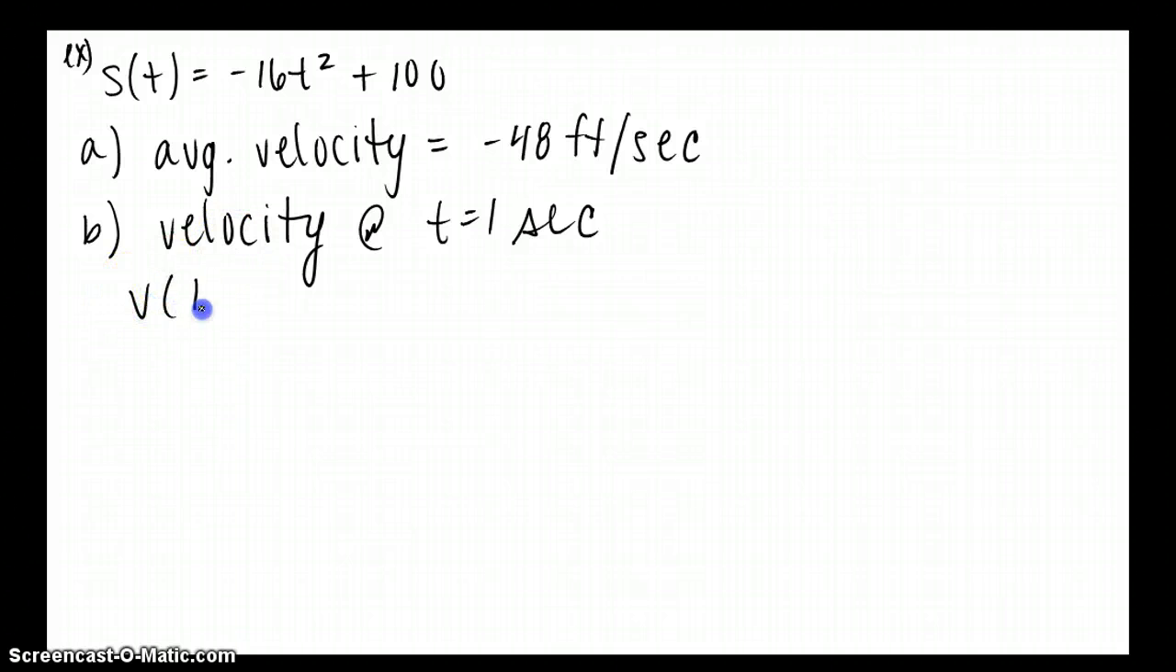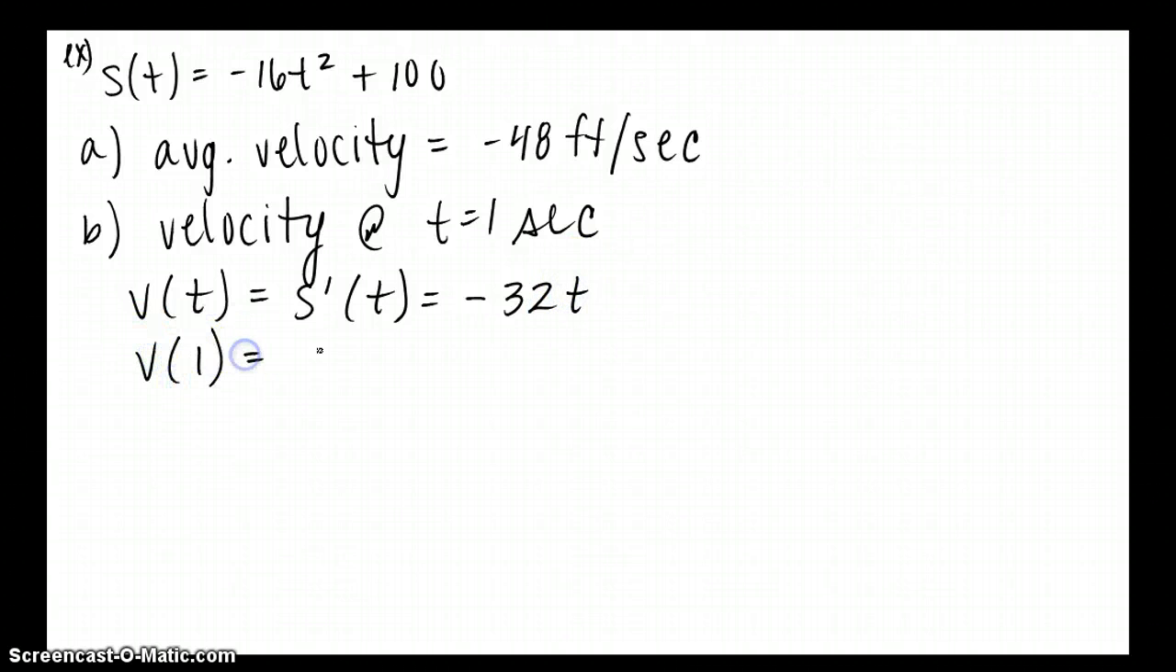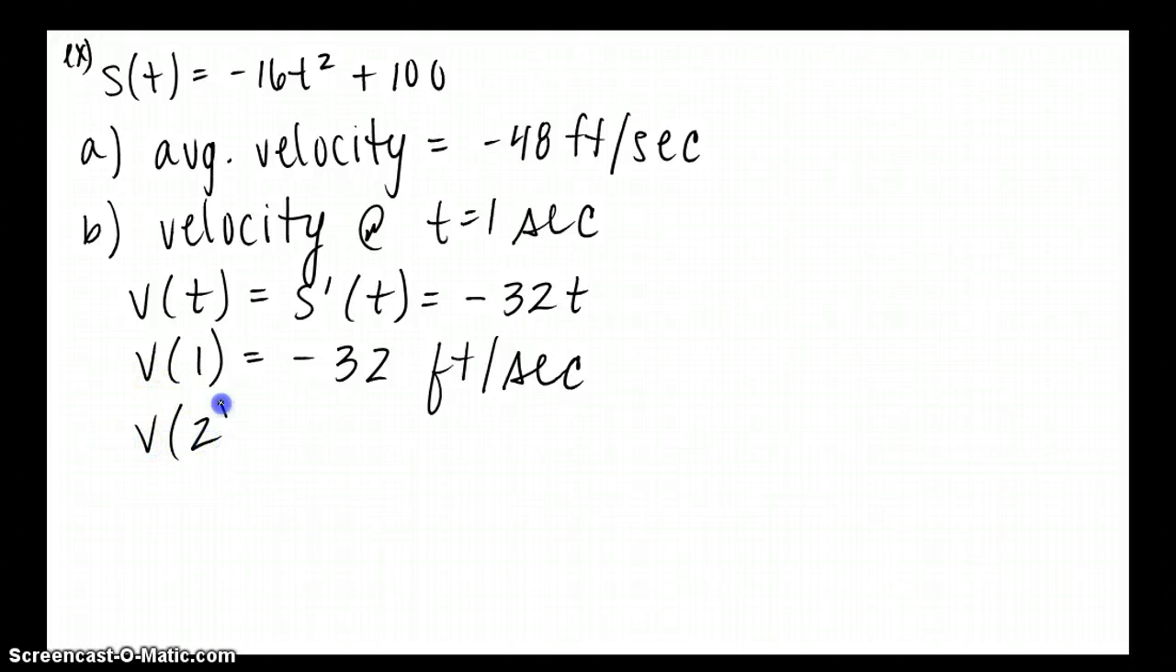So if I'm looking for the velocity, it is the first derivative of the position function. So the first derivative using the power rule would be negative 32t. So the velocity at 1 second would be negative 32. Now if our secant line is in feet per second, the velocity would have the exact same units because it's still a rate of change of position with respect to time. If I ask you for the velocity at 2 seconds, negative 64 feet per second.